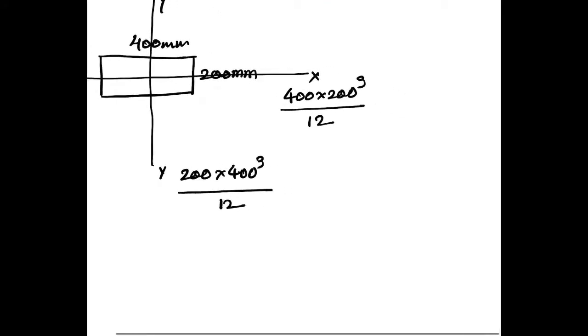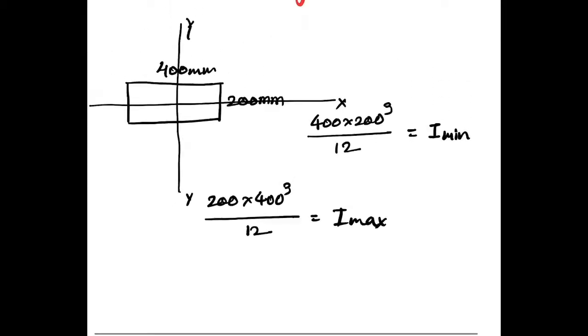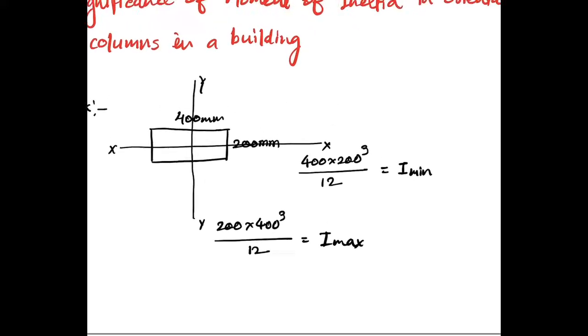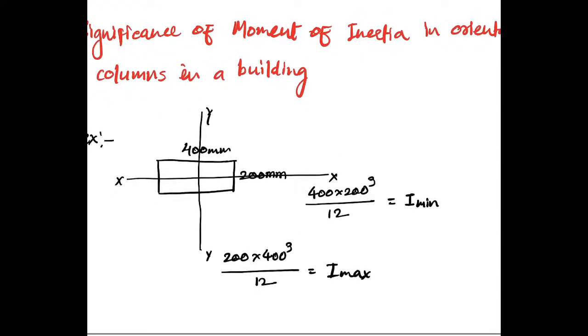So just by seeing this value, here the cube is of 400 and here the cube is of 200. So absolutely, this will be the I minimum and this will be I max. So what is the relation of this I minimum and I maximum in the orientation of column?